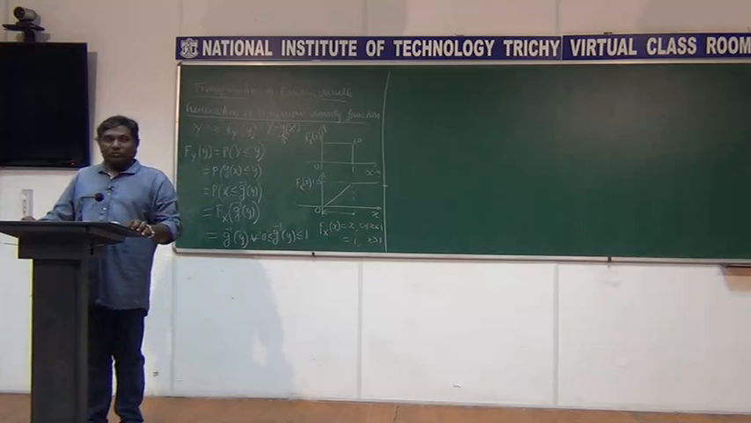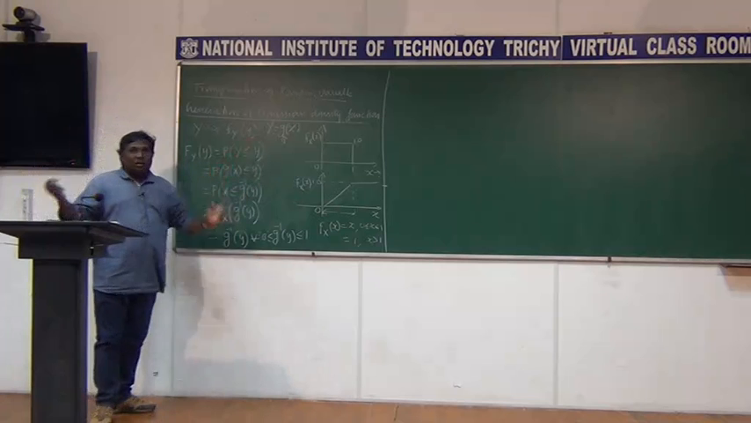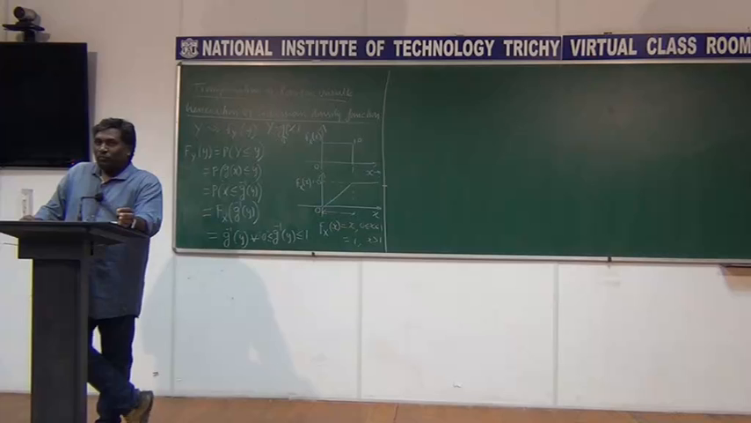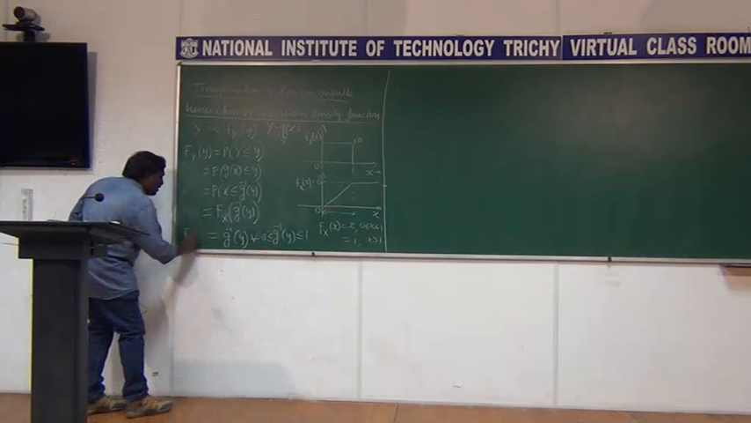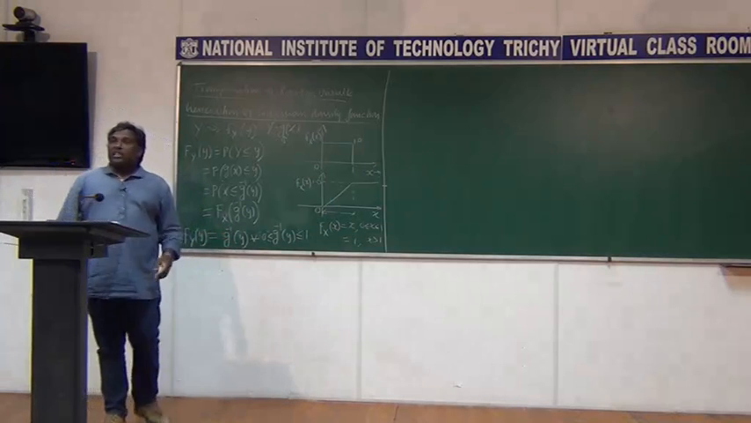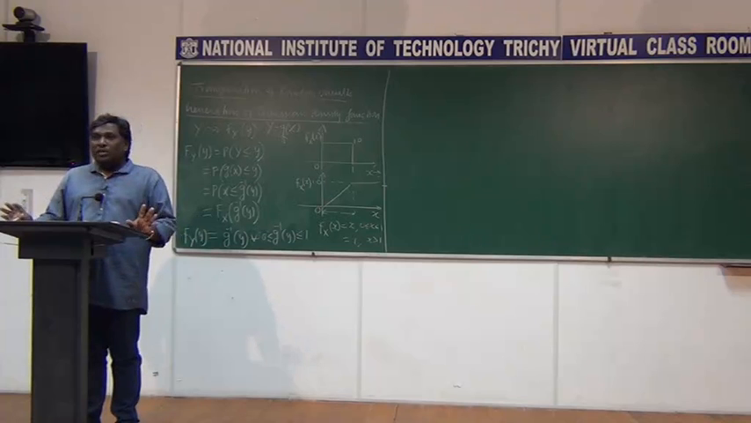Isn't it? You got the point? So what is my g now? Can anybody tell me that answer? What is g? I have in the left hand side as what? Fy of y. Your g inverse is same as that of what? Fy, the distribution function. As simple as it.